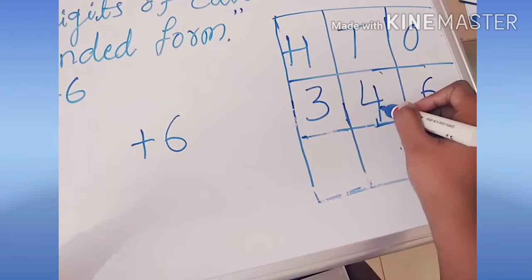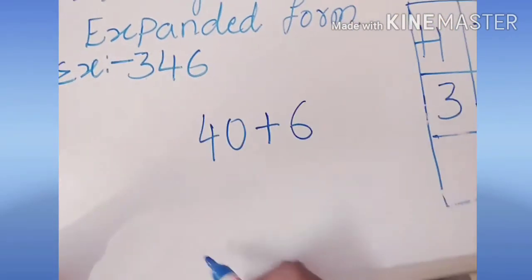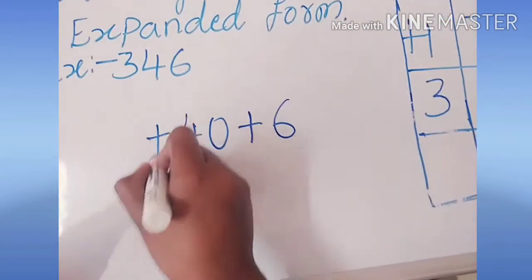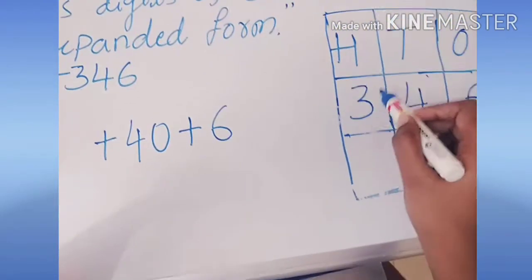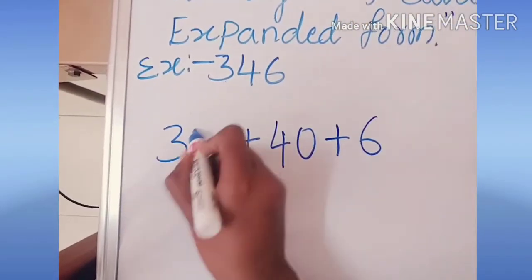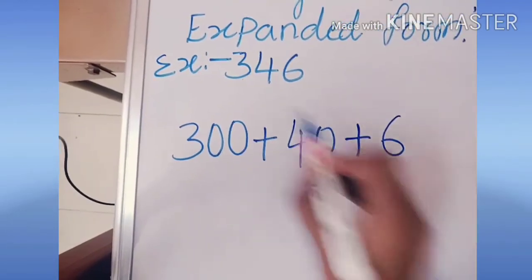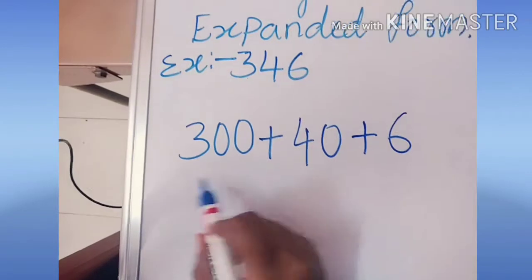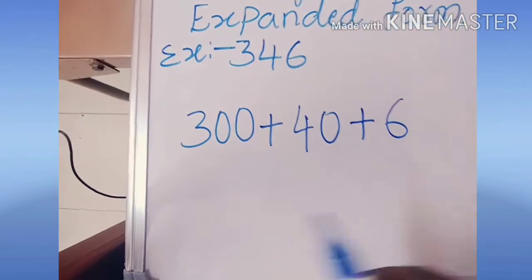Okay, then what is the value of 4? Yes, 4 is in the tens place. So the value of 4 is 4 tens. That means 40. And plus. Okay, and what is the value of 3? 3 is in the hundreds place. So the value of 3 is 300. Okay, this is the expanded form of the number 346. Like that we write the expanded form. Understood?